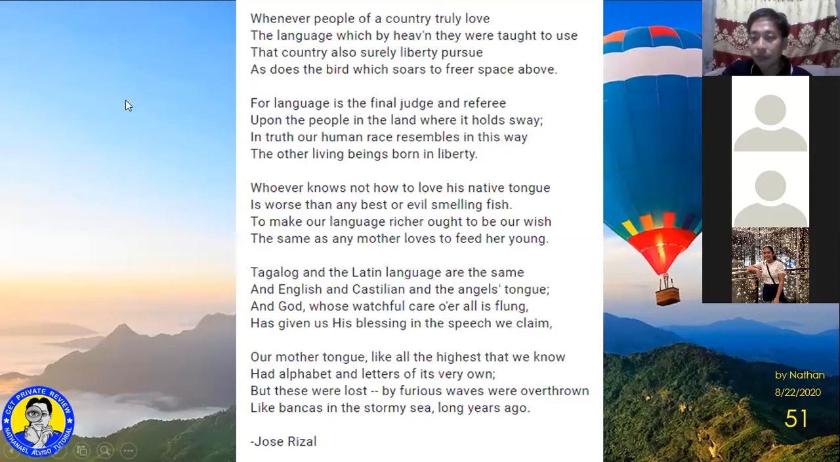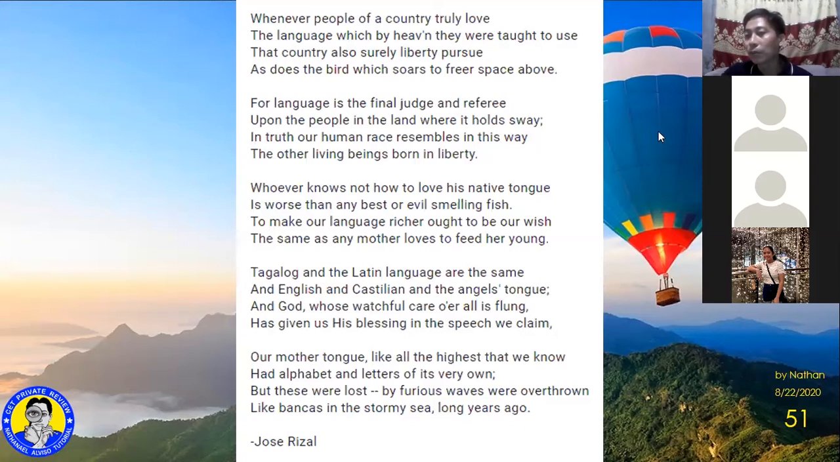Mas mabaho pa kay Sheila. Oh no, Sheila is not a fish. But if Sheila hates her Filipino language, then it's like she is hating her own origin, her own people. Okay, that's what it basically means.